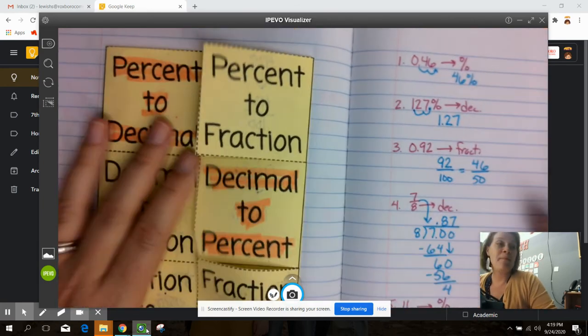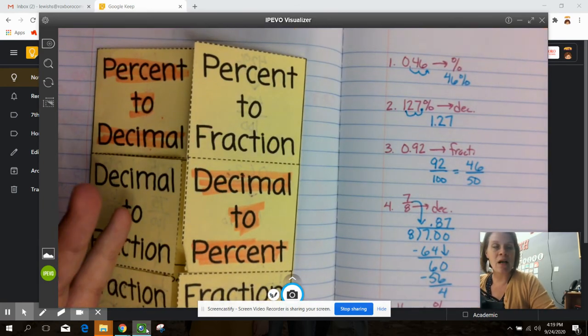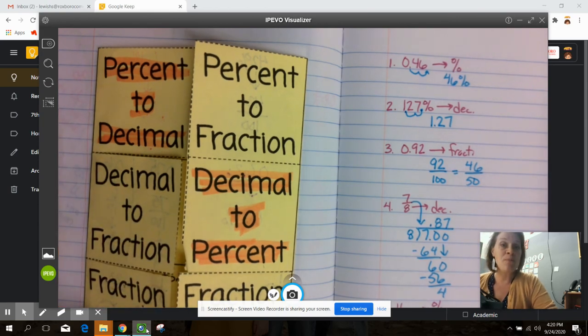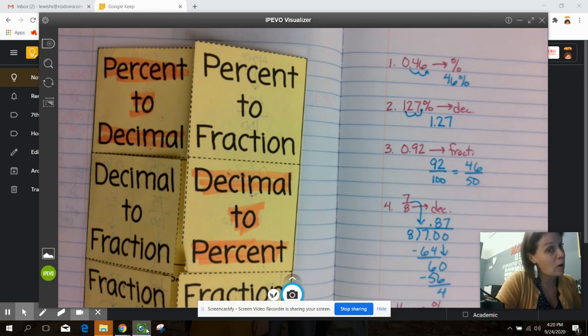So we will be using percents a lot this unit, so I just wanted to do a little review, and we will practice some more in class.